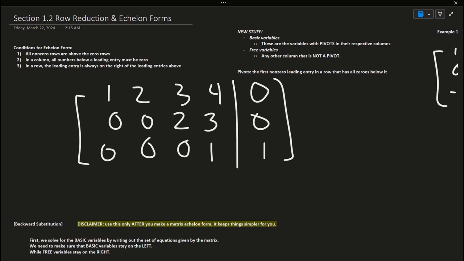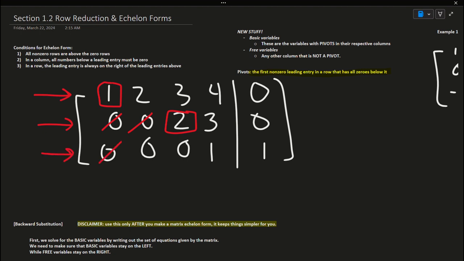To find a matrix's basic and free variables, we need to know what the pivots are. The pivots are the first non-zero leading entry in a row that has all zeros before it. So in this example, we can see the first pivot in the first row is 1. In the second row, the next pivot is in the third column, 2, because the second number in the second row is a 0, and pivots are not zeros. And since the number below that 2 is a 0, we know that this is a pivot.